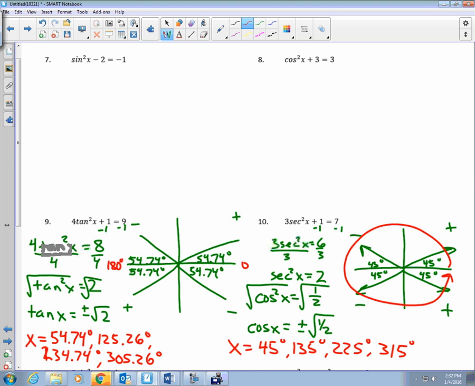Okay, let's try another example, okay? 7, how do I solve? What's my first step? And I get sine squared of x is equal to 1. Square root, sine of x is equal to plus or minus 1.